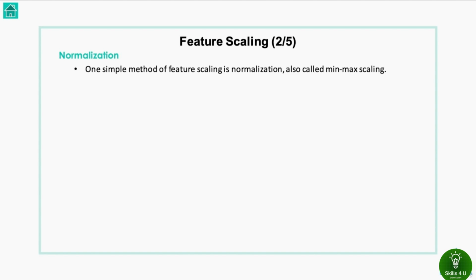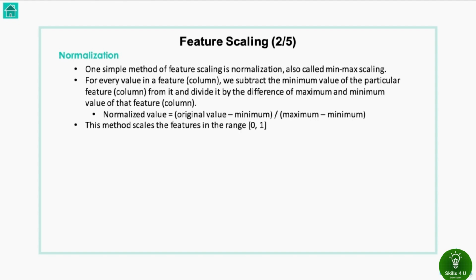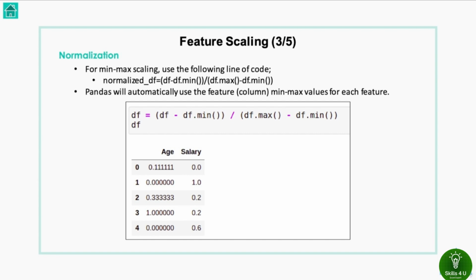One way to scale the features is normalization, or min-max scaling, which scales the features in the range [0, 1]. From each value of the feature, we subtract the minimum value of the feature and divide the result by the difference of maximum and minimum values of the same feature. Feature scaling in Pandas is very easy and can be done without for loops. Let's see how.